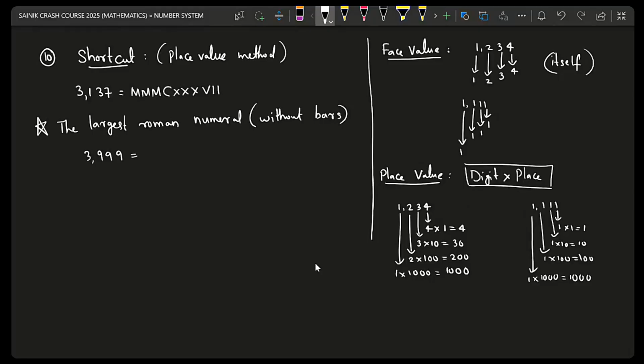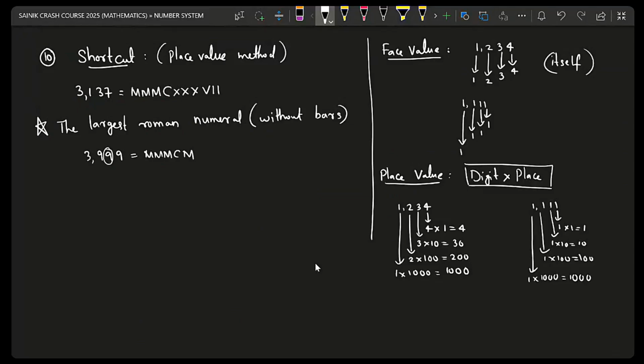So first you take the place value of 3. 3 is there in which place? Thousands place. 3 into 1000 is 3000. So we can write MMM. And the next digit is 9. 9 is there in which place? Hundreds place. 9 into 100 is 900, and how will you write 900? CM, because 1000 minus 100 is 900.